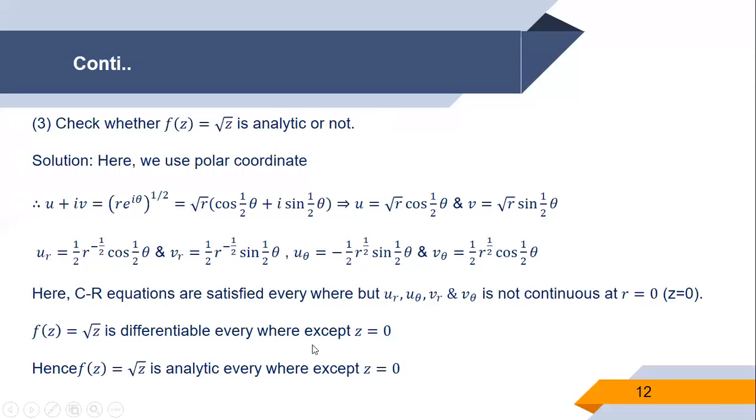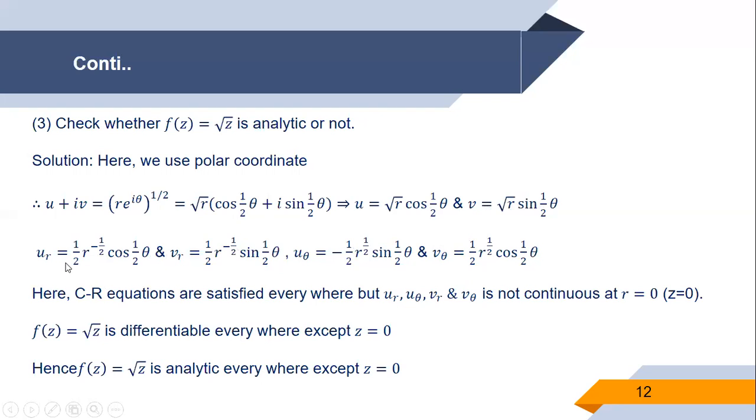Therefore, differentiate with respect to r. So u r is, for root r, the derivative 1 by 2 r raised to minus 1 by 2 cos theta by 2, treating theta as constant. v r is 1 by 2 r raised to minus 1 by 2 sin theta by 2. For u theta, the derivative of cos theta by 2 is minus sin theta by 2 into 1 by 2, and for v theta, the derivative of sin theta by 2 is cos theta by 2 into 1 by 2.